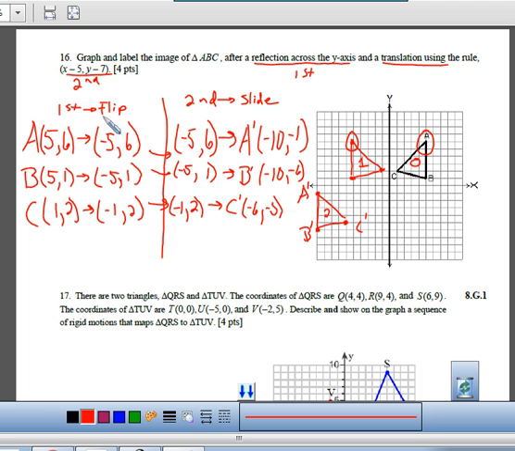I had a number of people that only did the slide part, and some of you that reflected across the wrong axis. So this is how you show your work. This is how you use the graph to identify everything. And it says graph and label. Some people left that part out. Everything needed to be done to get full credit.